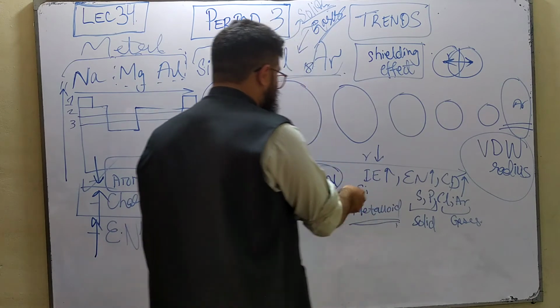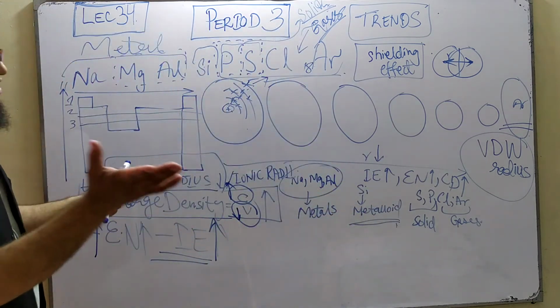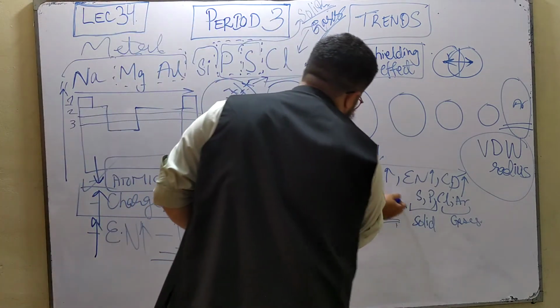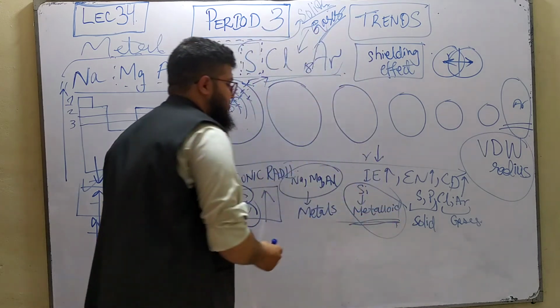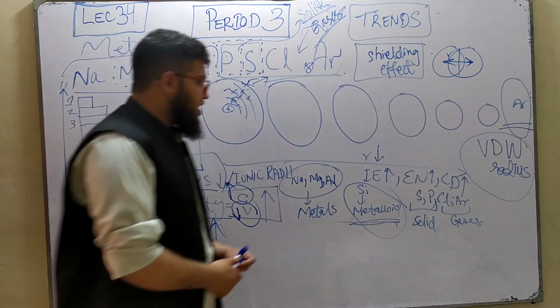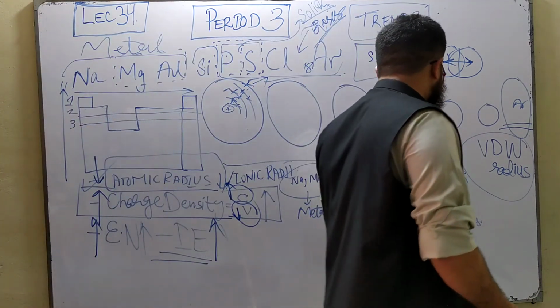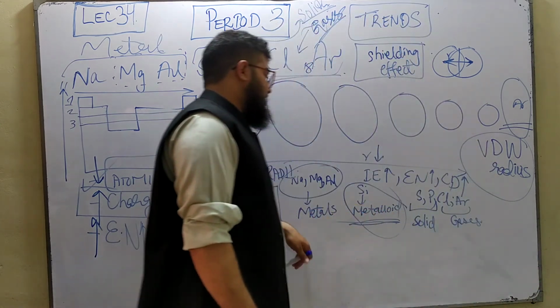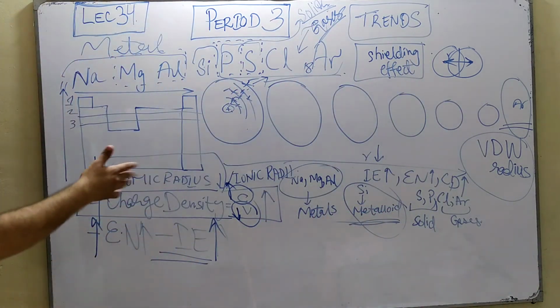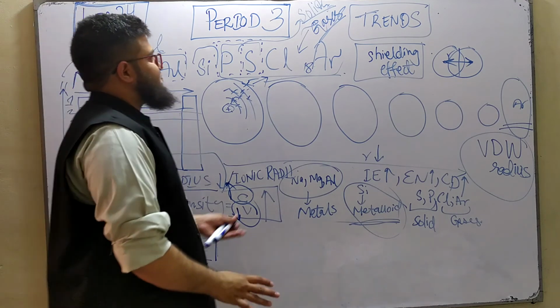Now coming to the next part, we've done the solids. And by the way, silicon is a metalloid. Metalloid means having some properties of metals and some of non-metals, or metalloid means something that can react with both metals and non-metals, but somewhere in between.